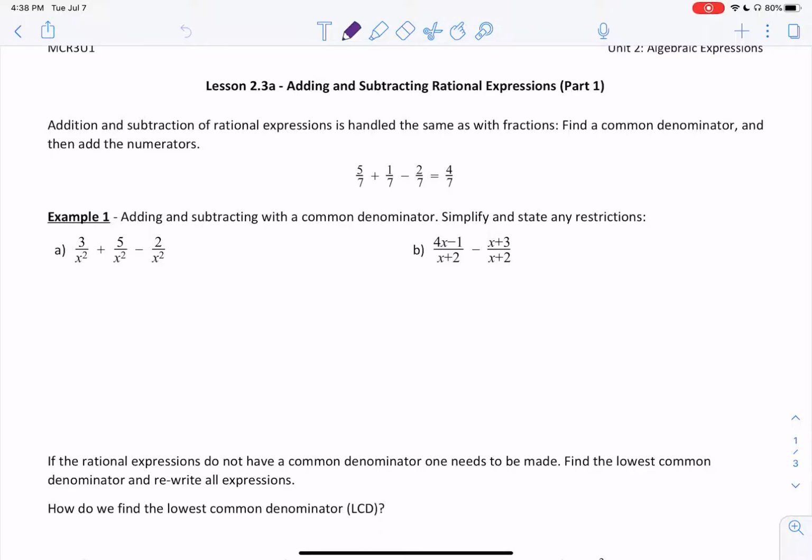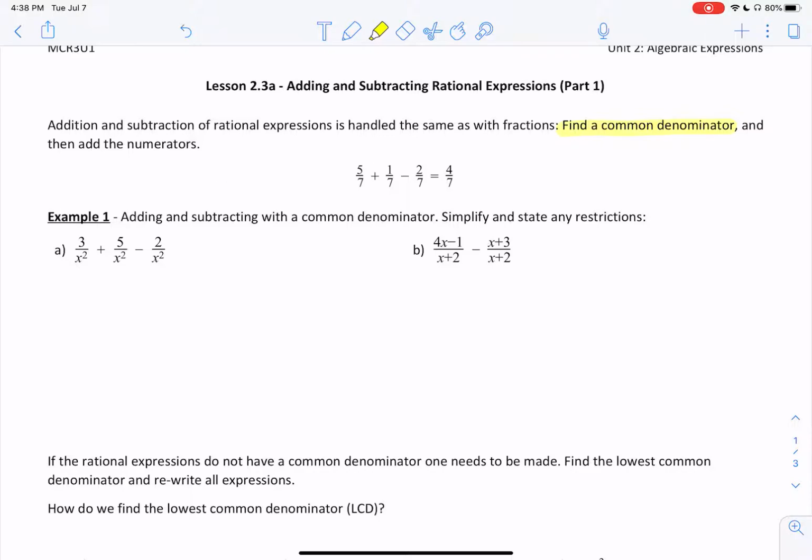For this lesson, we're going to be looking at how we can add and subtract rational expressions. So addition and subtraction of rational expressions is basically the same as when you're adding or subtracting fractions. First thing you need to do is find a common denominator, and then you just add the numerators. We found our common denominator, we leave the bottom, and we just add the top.